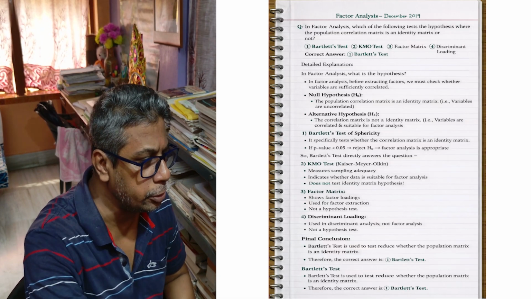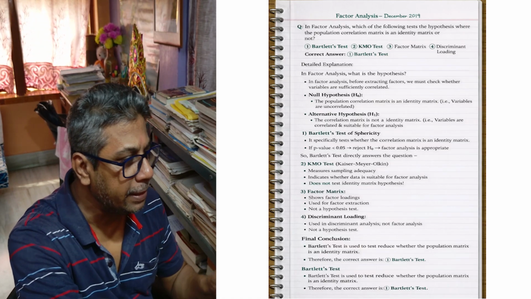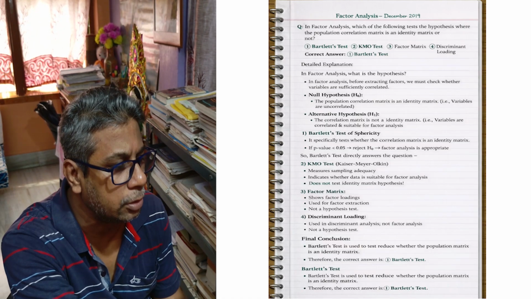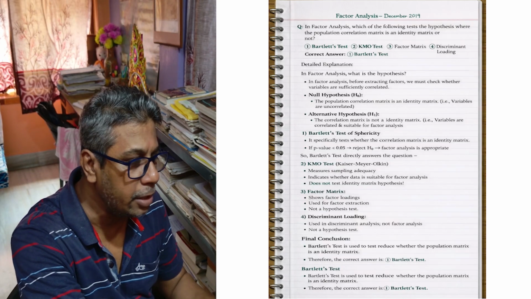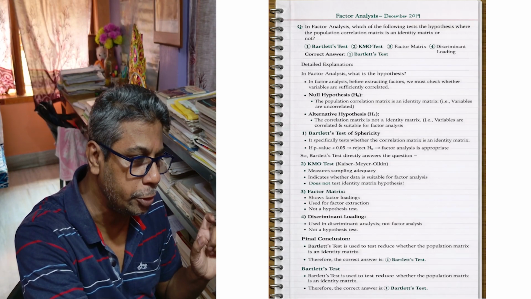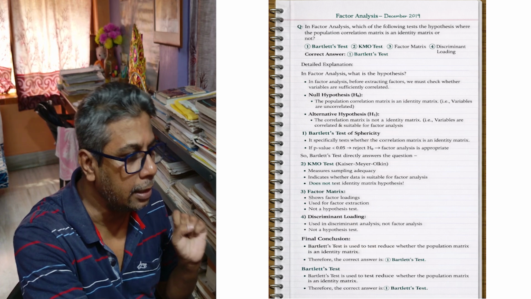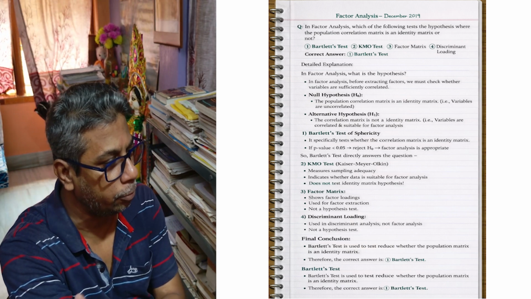So the Bartlett test of sphericity specifically tests whether the correlation matrix is an identity matrix. The p-value should be less than 0.05. Then we reject the null hypothesis, and the factor analysis is appropriate.